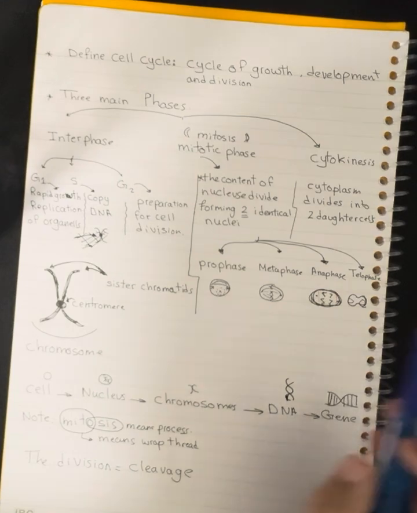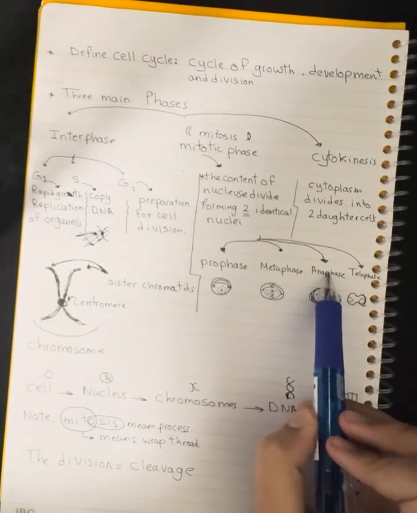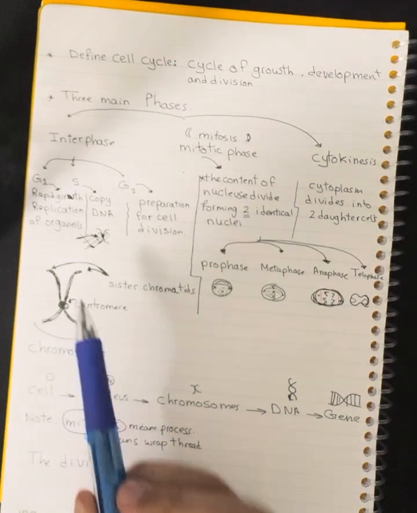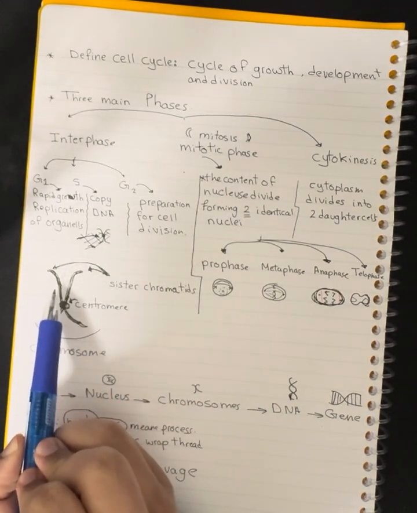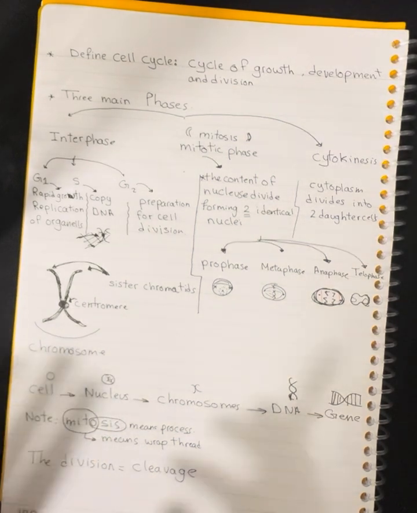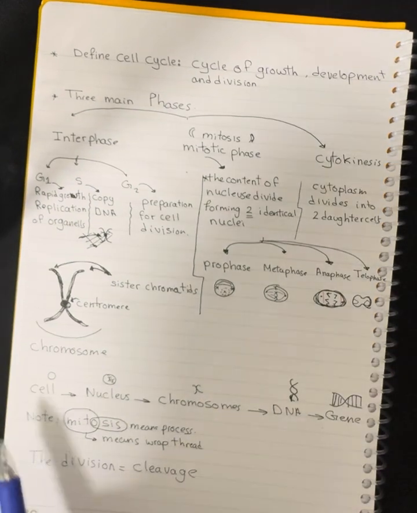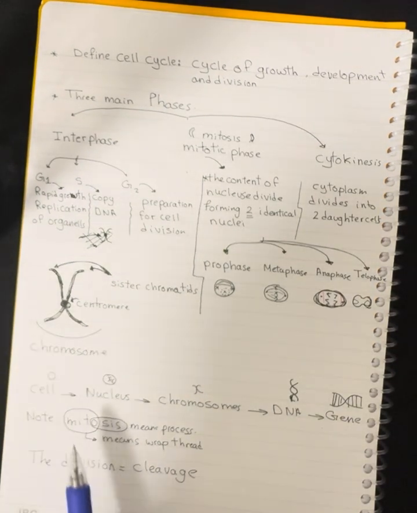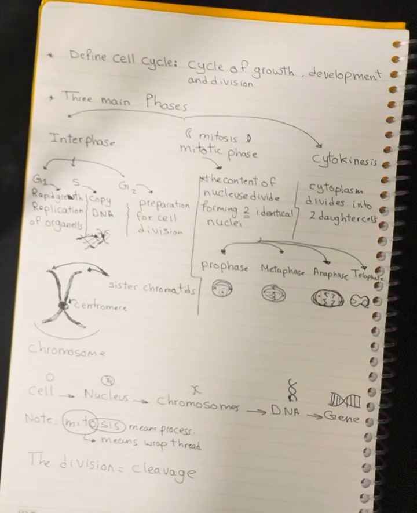Phases of mitosis. Prophase, metaphase, anaphase, telophase. This graph is a chromosome. Both of them are sister chromatids. This is a centromere. Okay, so we have cell, nucleus, chromosome, DNA, the gene. Note, mito means wrap thread, cis means process, the division means cleavage.